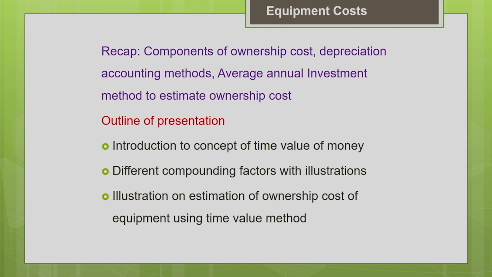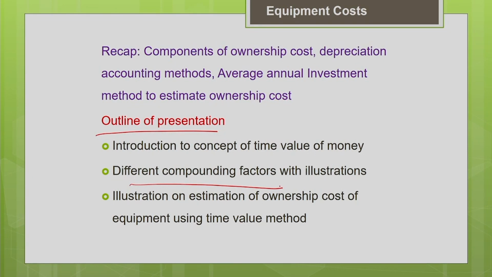Okay, so this is the outline of today's presentation. I will introduce to you what the time value of money is. As I told you earlier, cash flows occur at different time periods. So we have to convert those cash flows occurring at different time periods into an equivalent value at a particular time period using various compounding factors. How to use those compounding factors we are going to discuss in this lecture with some illustrations. We will also work out an example on how to estimate the ownership cost using time value method in this lecture. Let us see what this time value of money is.